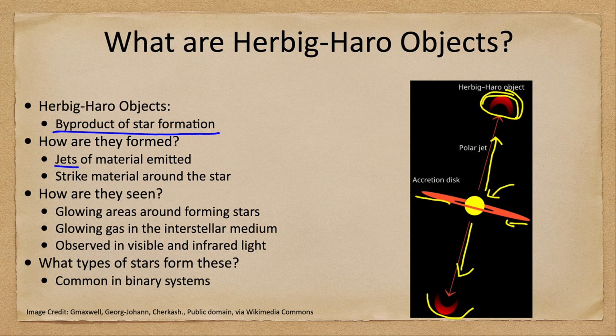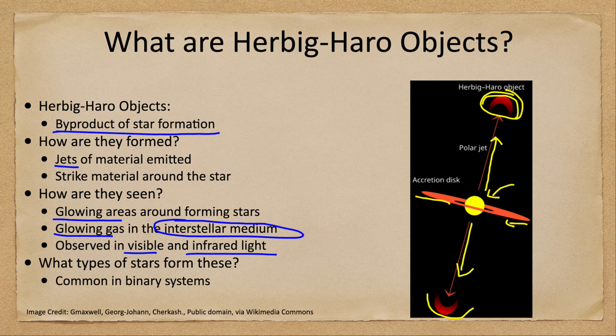Now, how do we see these? Well, we see them as glowing areas around the stars that are forming. So they are glowing areas, glowing gas in the interstellar medium as these young stars are just starting to form. We observe them generally in visible and infrared light. They are not viewed in things like ultraviolet or higher energy light.